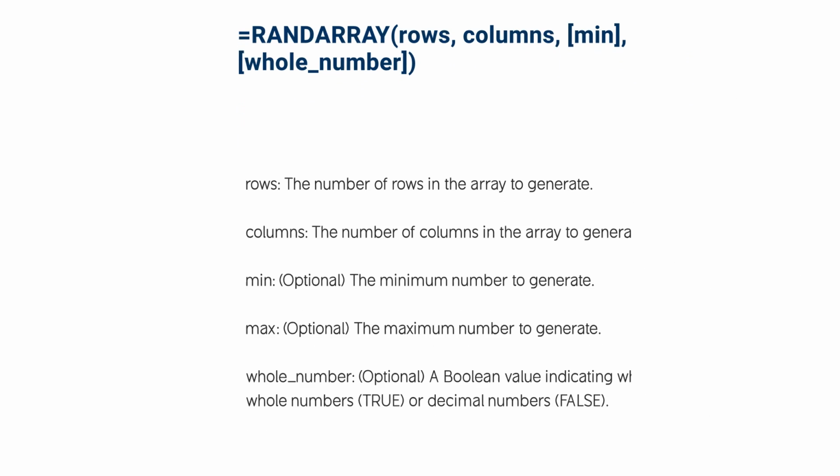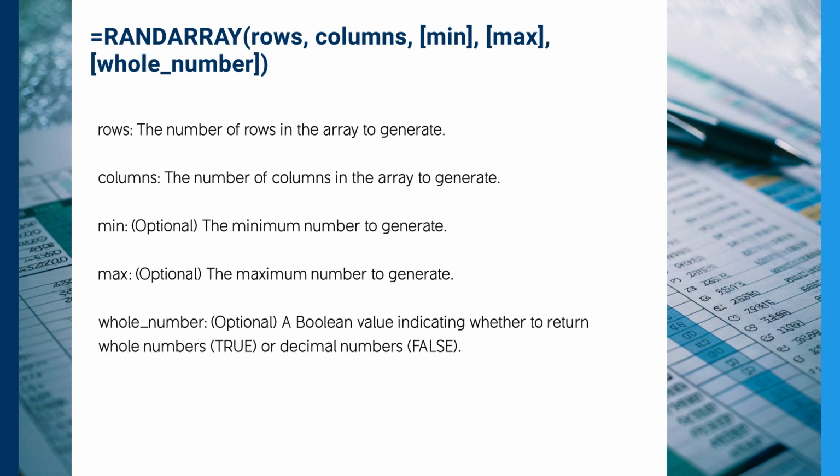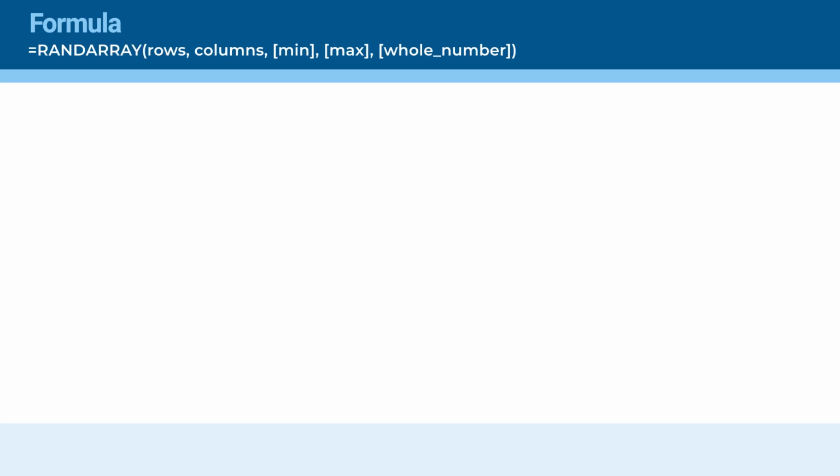Let's dive in. Here's what each part of the RANDARRAY function means. Rows: the number of rows in the array to generate. Columns: the number of columns in the array to generate. Min, optional: the minimum number to generate. If omitted, the default is 0. Max, optional: the maximum number to generate. If omitted, the default is 1. Whole number, optional: a Boolean value indicating whether to return whole numbers (TRUE) or decimal numbers (FALSE). If omitted, the default is FALSE, decimal numbers.